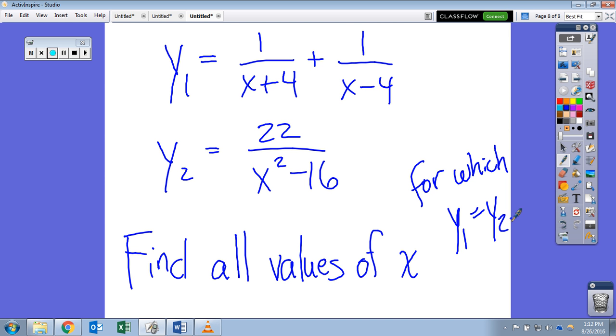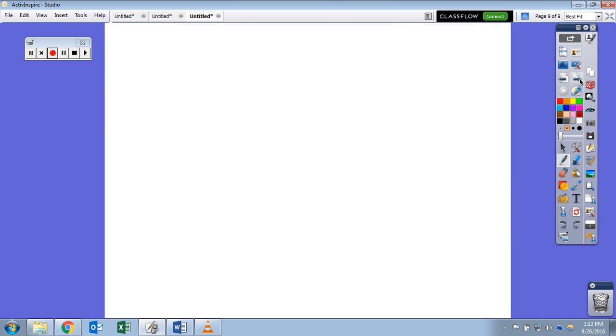I can tell you the first step. Do you mind if he says the first step? What do you think the first step is? Y sub 2 equals that, so you plug in 22 over x squared minus 16 for y sub 1. Okay, yeah, exactly, because that's what it says. So let's go ahead and do that. Good job.